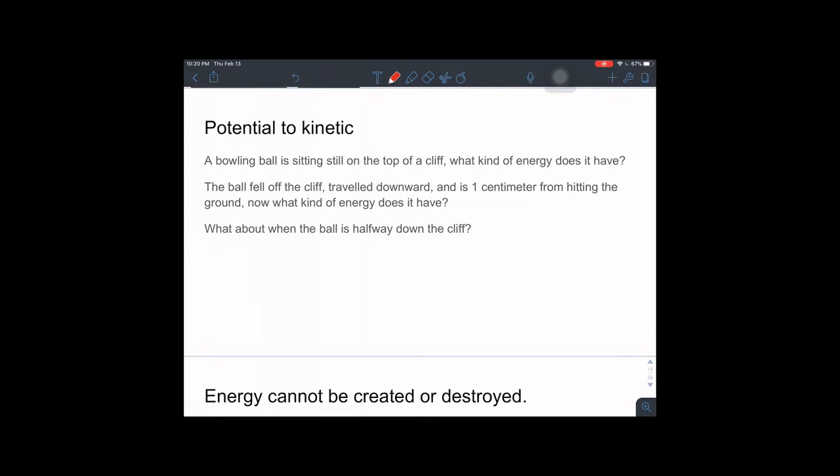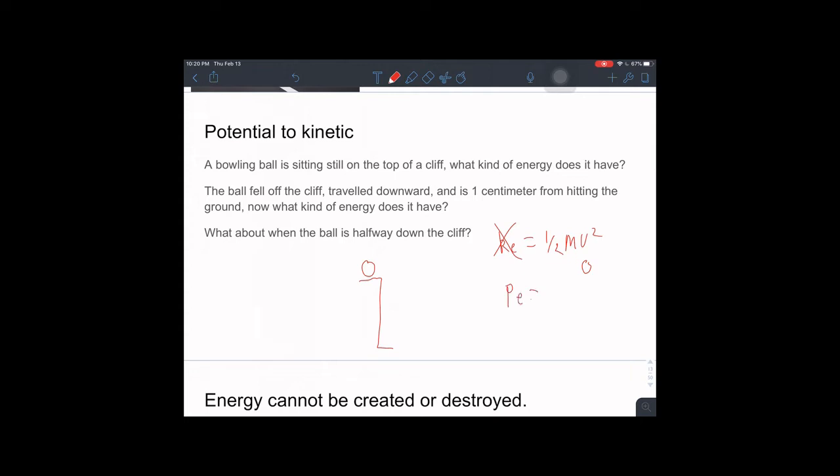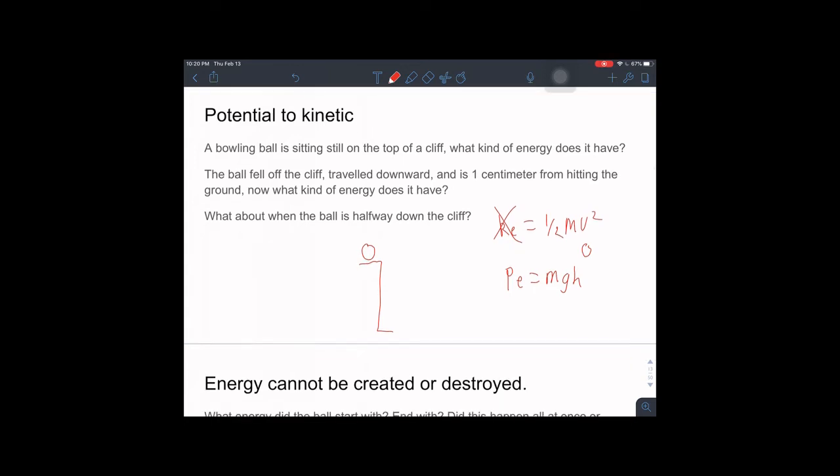But we can go the other way too. We can go from potential to kinetic energy. So again, let's say we have a bowling ball and it's sitting on a cliff. What kind of energy does it have at this point? Well, it's not moving. So if we look at 1/2 mv squared for kinetic energy, we see that velocity is 0, and therefore there's no kinetic energy if it's just sitting at the top. If we look at gravitational potential energy, however, we know mgh, again that's mass times the gravitational constant times the height. Well, it has a mass, it's a bowling ball. It's on Earth, so there's gravity, and it is off the ground, so there is height. Therefore, it has some potential energy.